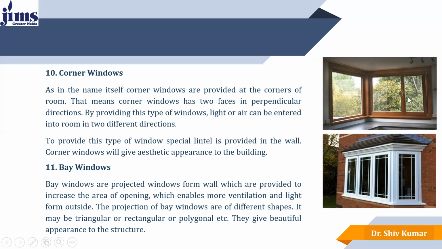The next is the bay window. The bay window is a projected window from the wall, which is provided to increase the area of opening, which enables more ventilation and light from outside. The projection of bay windows can be of different shapes. It may be triangular, rectangular, polygonal, or other shapes. They give a beautiful appearance to the structure. Here you can see in the image, the projection is given to the outside of the wall, almost 2 feet or 2.5 feet out of the wall.